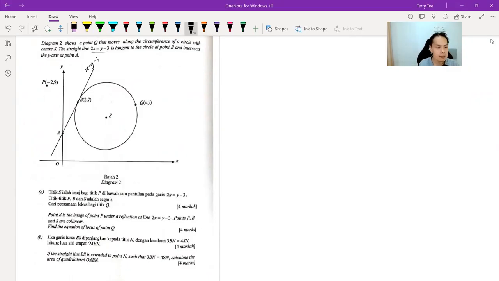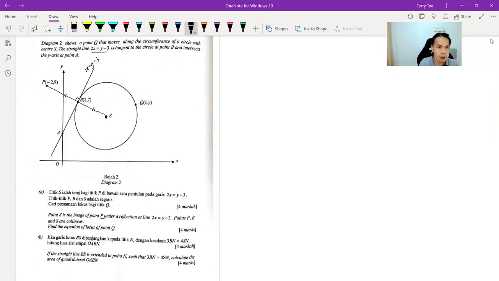All right. And point S is the image of point B under reflection. So when you reflect, we know that two things must happen: this must be 90 degrees and these two must be equal length. So B is the midpoint of PS. Now, given that points P, B, and S are collinear, meaning the 3 points lie on the same line, we are finding the equation of the locus of Q.